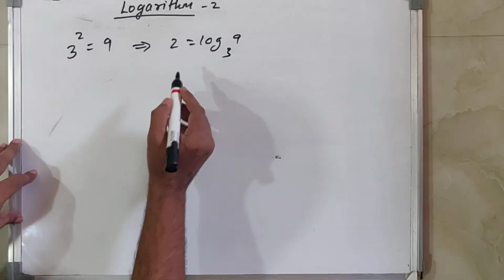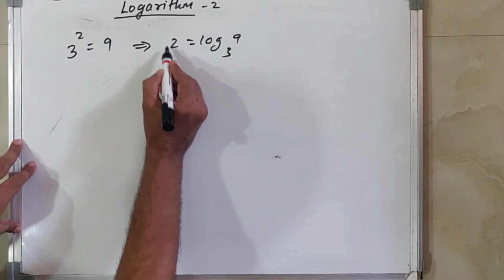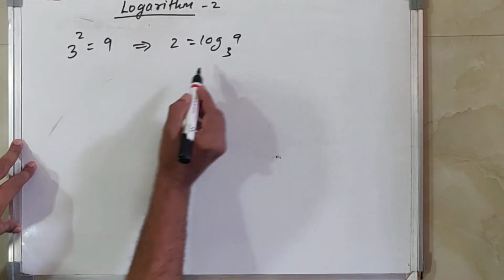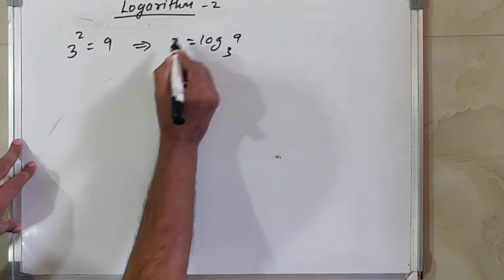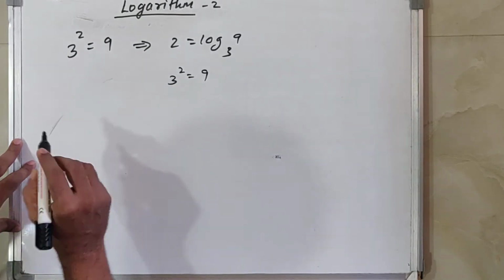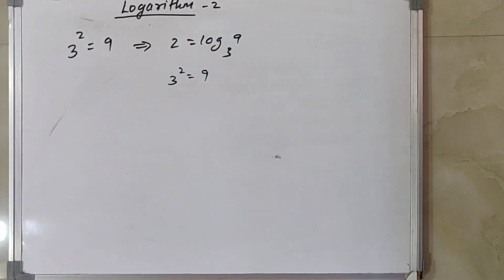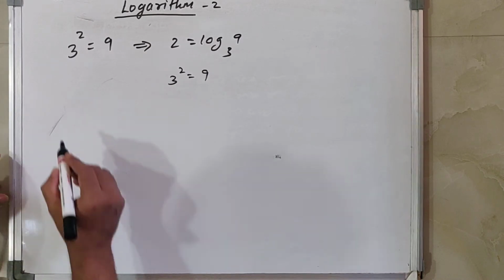Okay, and in the same way vice versa, it will also come out and lift this 2 on its shoulders, so the log will disappear, it will become 3 raised to 2 equals 9. That we already learnt in the previous class. Now let's go ahead.